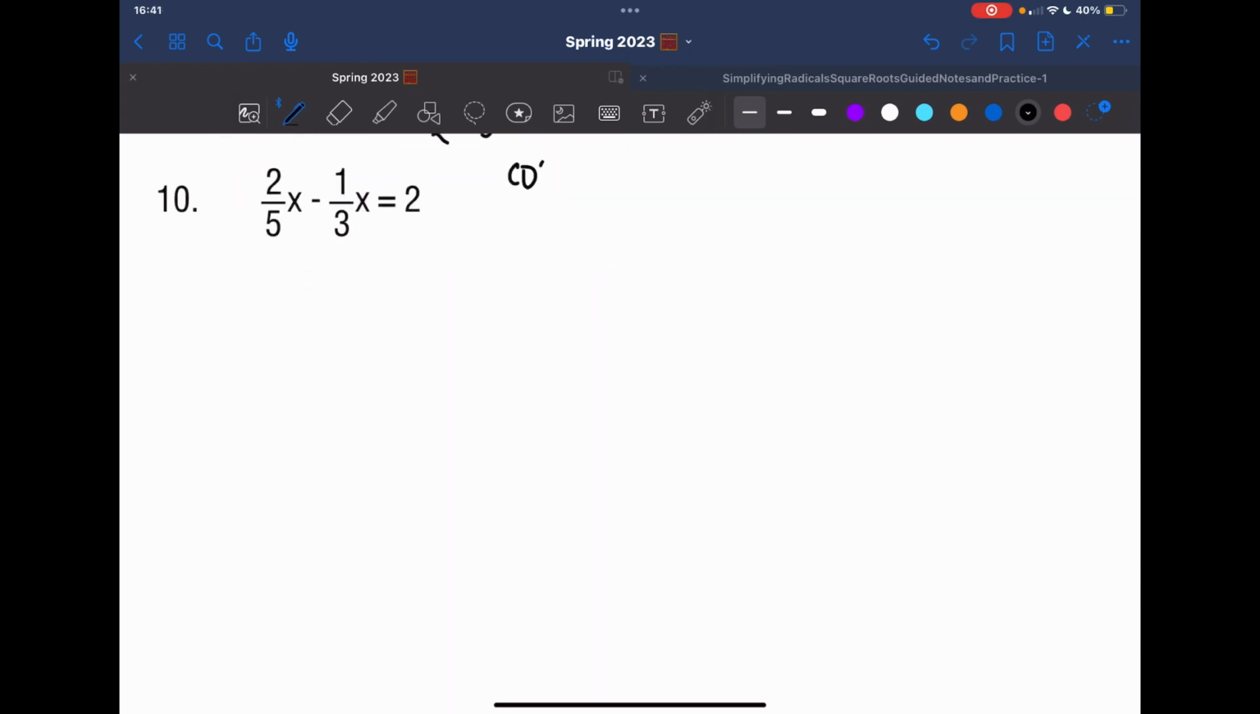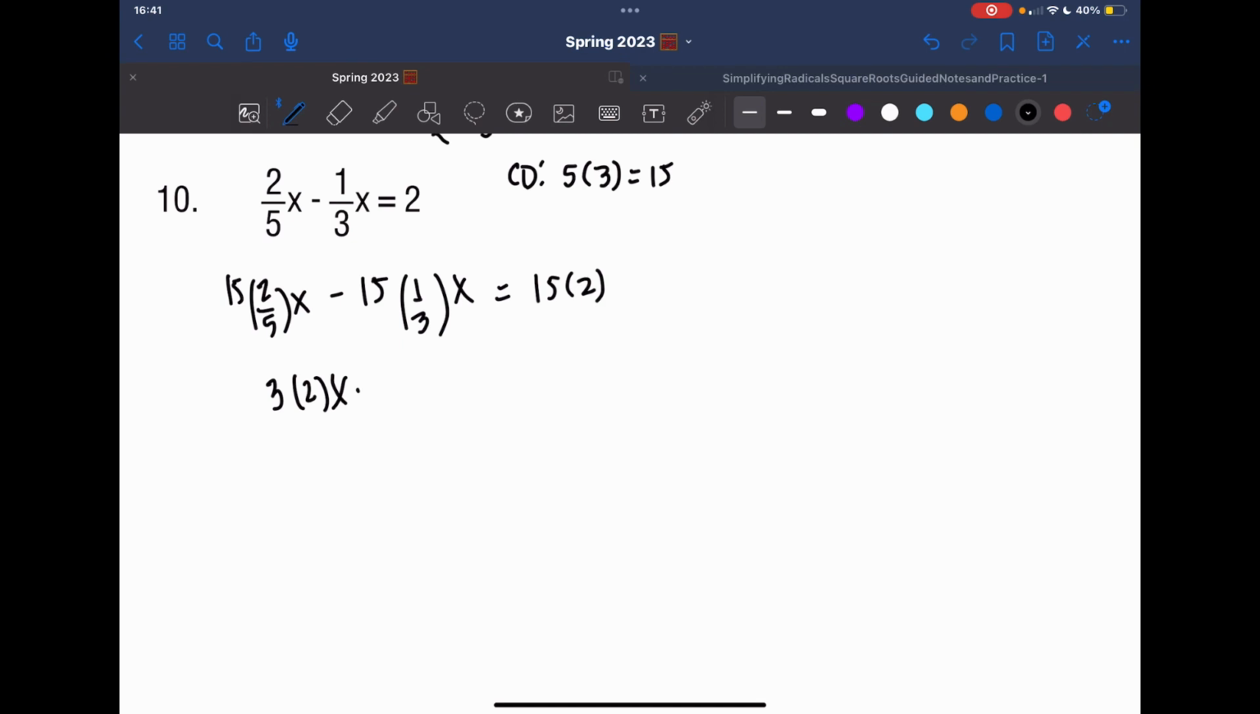So your common denominator is going to be 5 times 3 equals 15. So I have 15 times 2/5 x minus 15 times 1/3 x equals 15 times 2. So then it's going to be 3 times 2 times x minus 5 times 1 times x equals 30. 6x minus 5x equals 30. X equals 30.